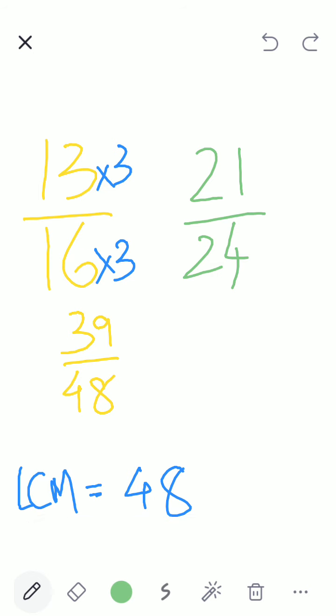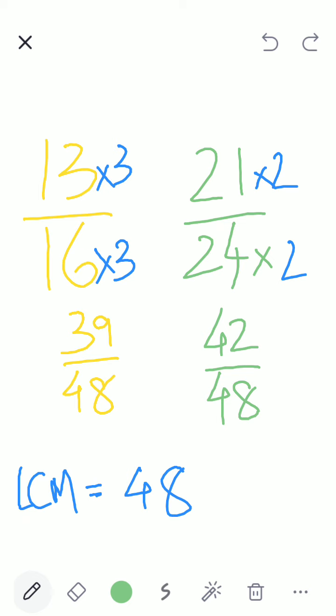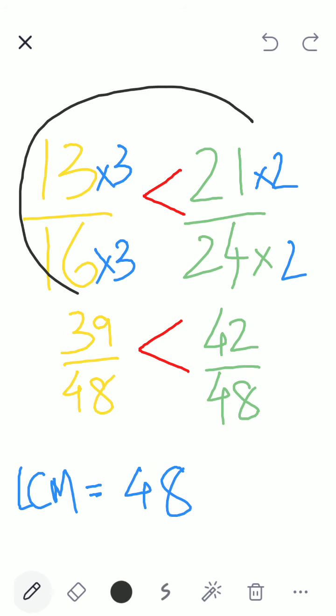What about 24? For everybody, children? Okay, children. No issue. We are finishing the class. Quickly, we'll finish. Okay, what about 24? How will you convert to 48? 24 twos are 48. And then 21 twos are 42. So I get 42 by 48. So 42 is bigger than 39. So 21 by 24 is bigger than 13 by 16. This should be the final answer.